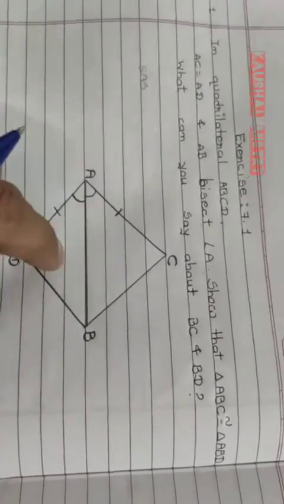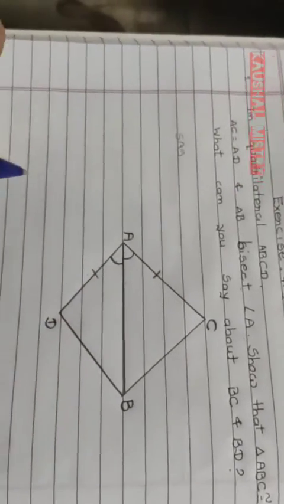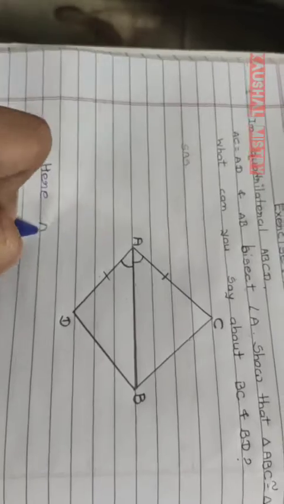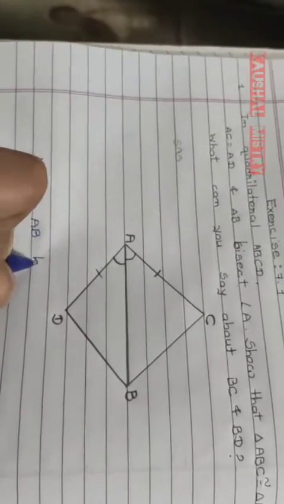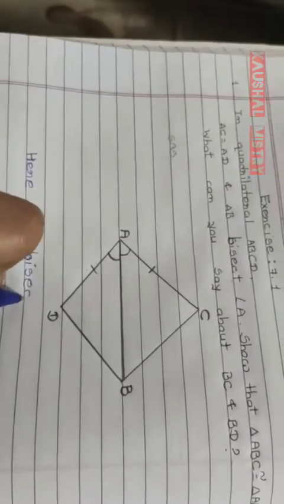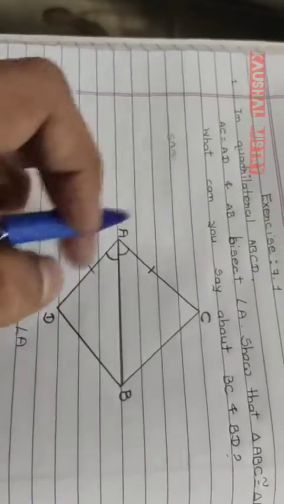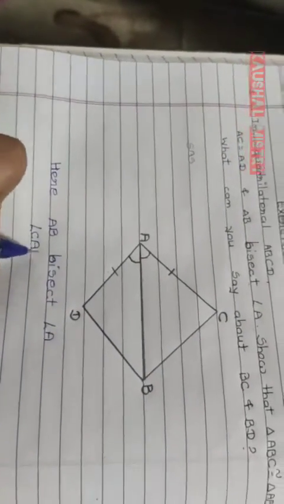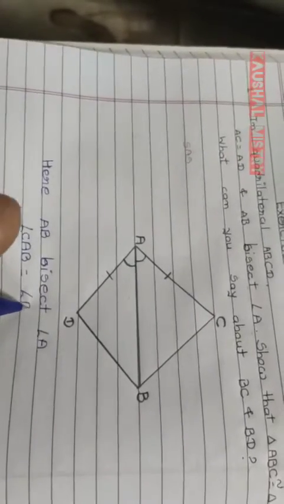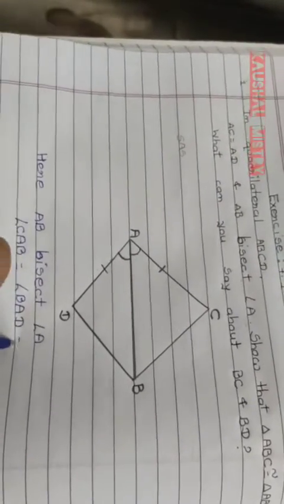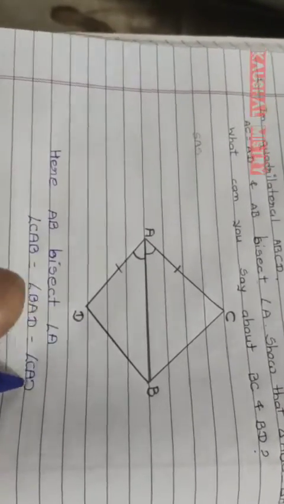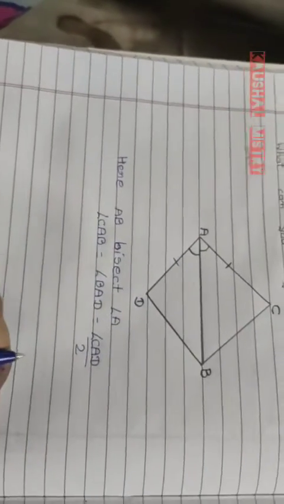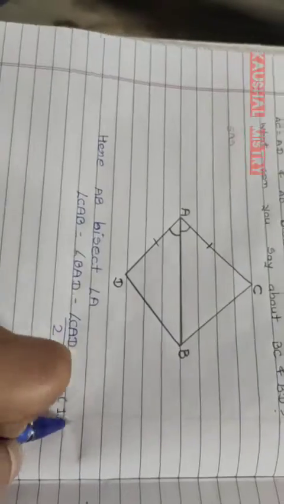This means these two triangles are congruent, right? Now here we can see that AB bisects angle A. Bisect means it makes these two angles equal. That means angle CAB is equal to angle BAD, and that is equal to angle CAD by 2. So these two are equal. That means it is half of the full angle, right? Now we will give this as result 1.